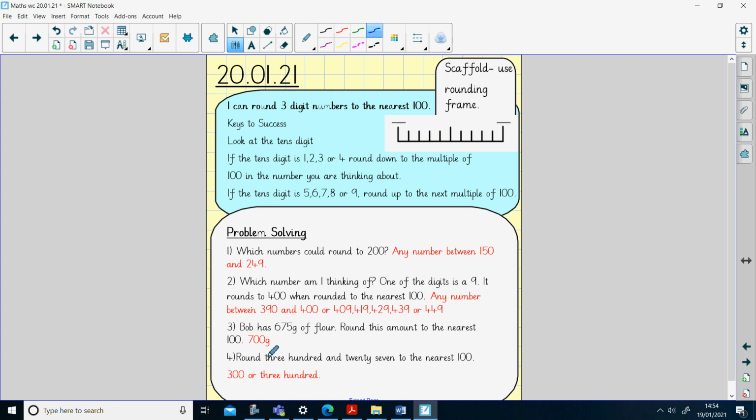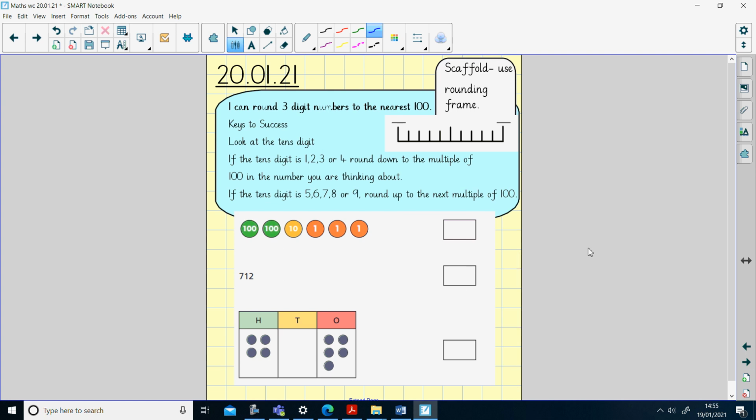Round this amount to the nearest 100, so the answer is 700. Round 327 to the nearest 100. It's written in words, and the answer would be 300, or then there's 300 in words. Okay. Another problem for you here.